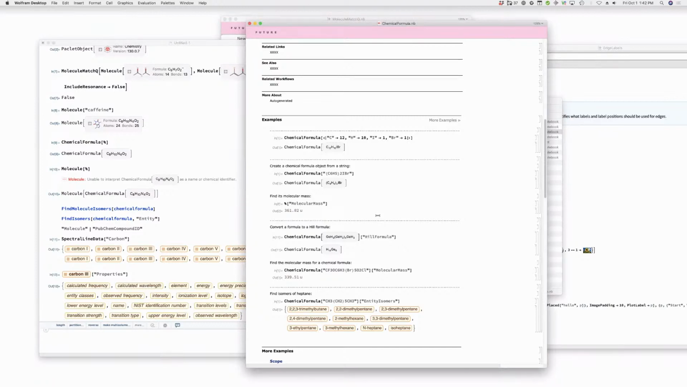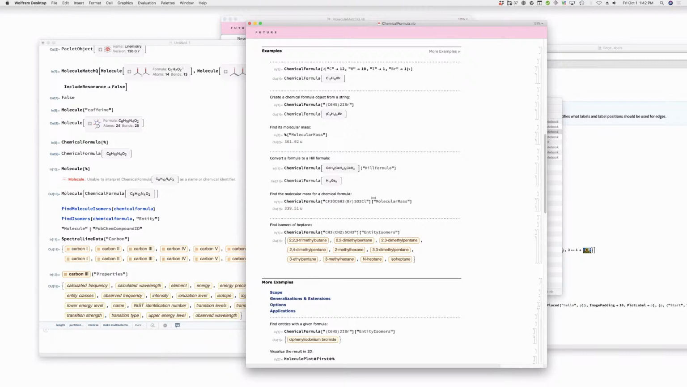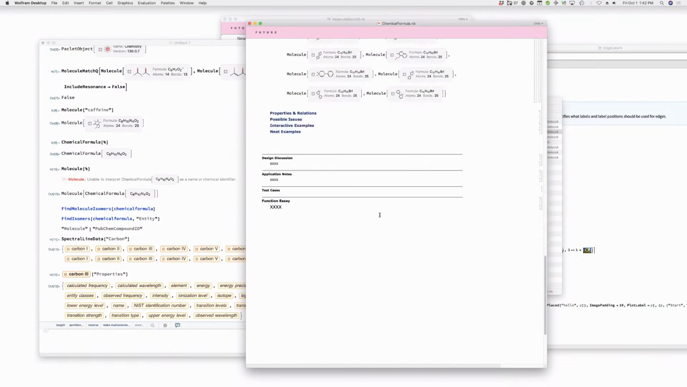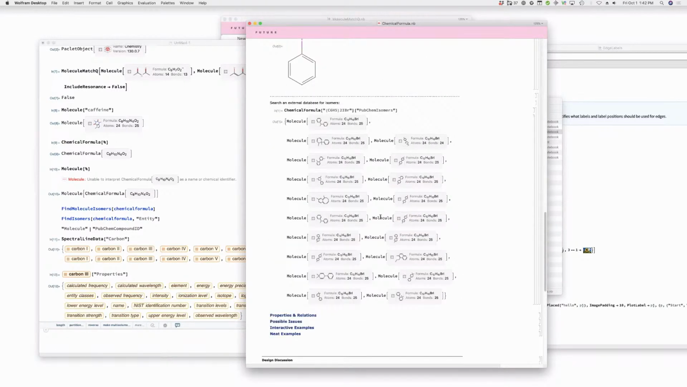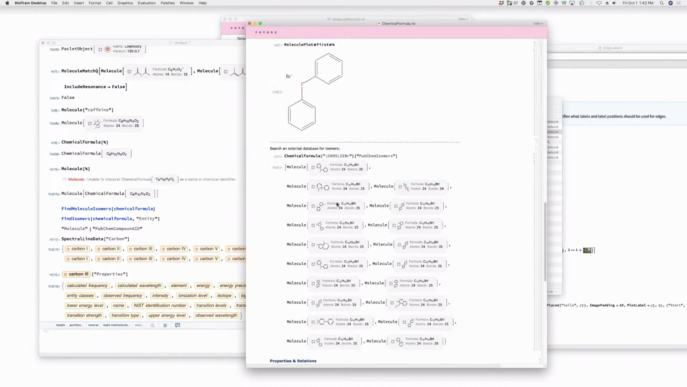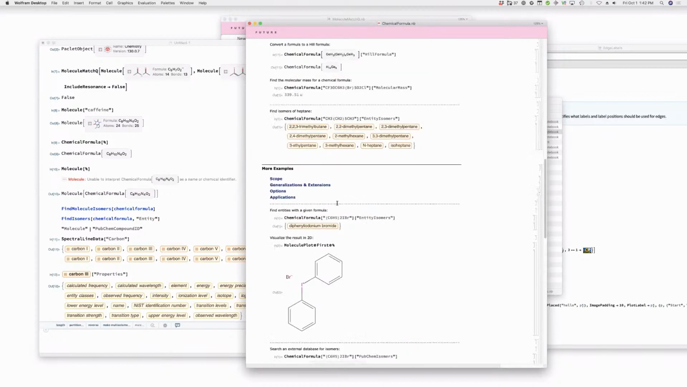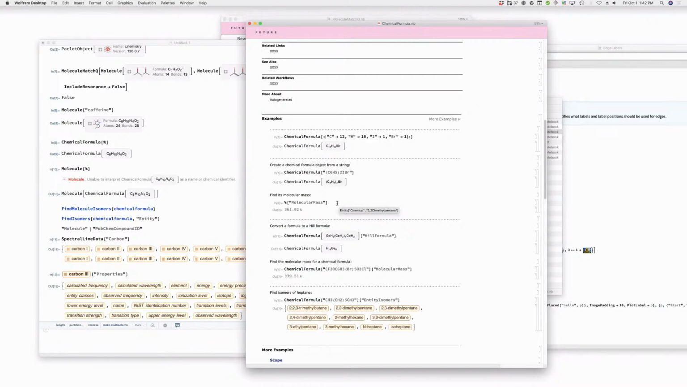Okay. All right, so chemical formula. From this, further down there are some examples of getting isomers. But that says Pubchem isomers. Well, okay, that's just a method option, which we now changed. Now this would return IDs rather than molecules with the new design.